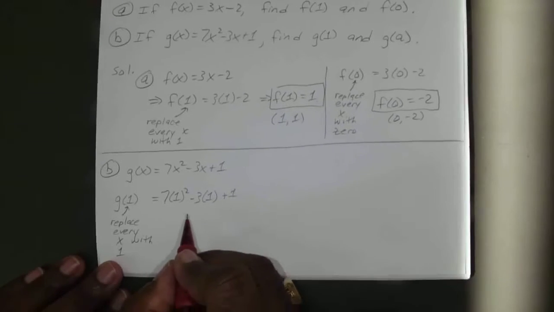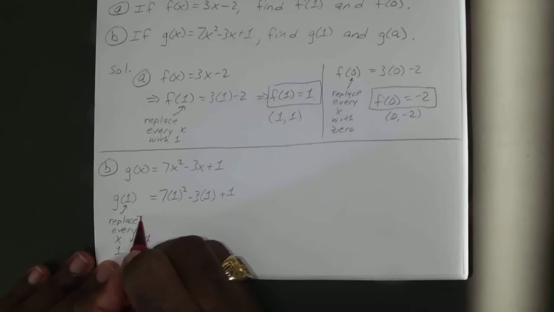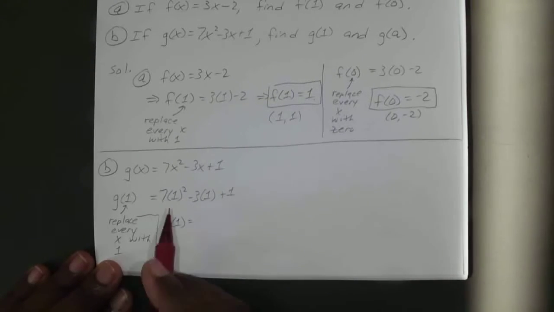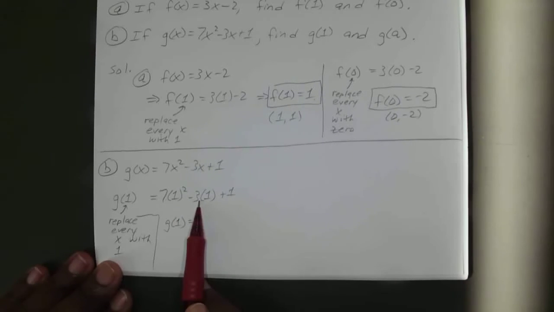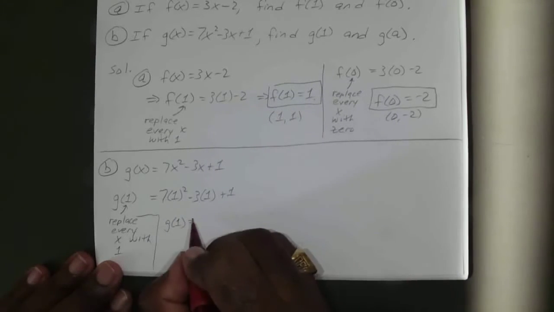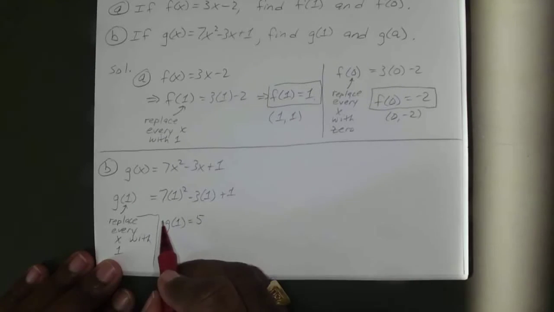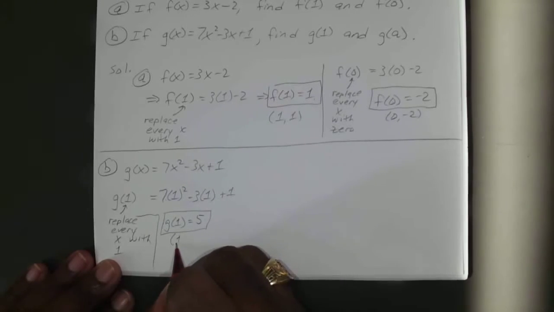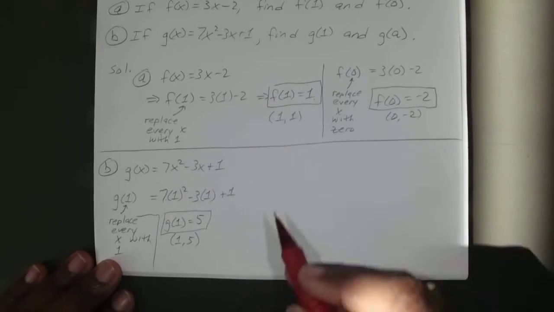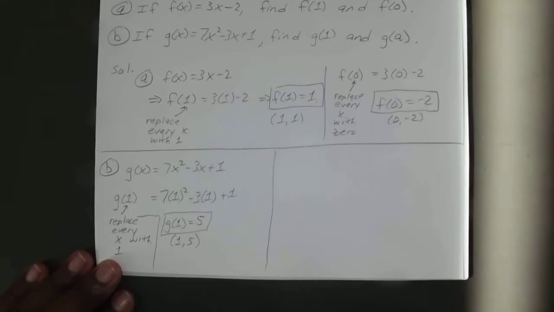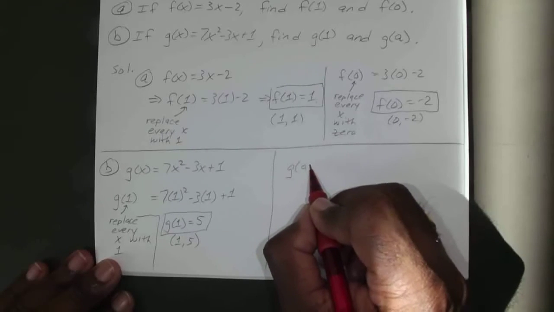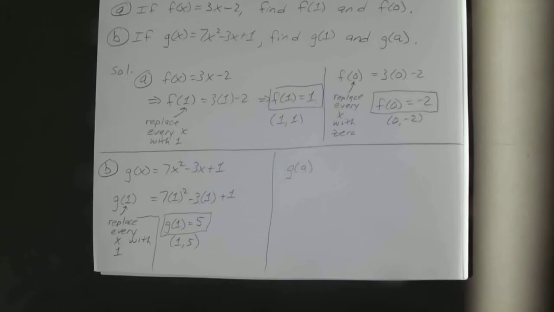Okay. Kind of block that off a little bit. So that means your g of 1 is going to equal 7. Well, 1 squared is just 1. So you have 7 minus 3, which is 4, plus 1 is 5. So g of 1 is equal to 5. Okay, which gives you the ordered pair 1, 5. Okay. Now if we want to find g of a, it literally just means replace every x with an a.